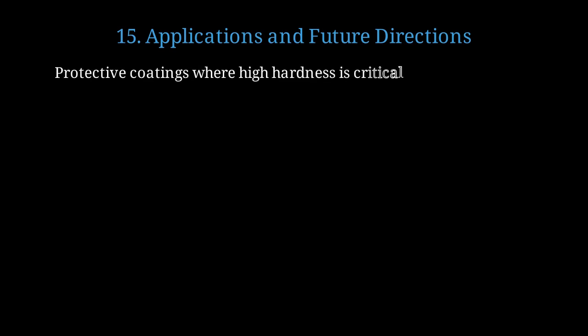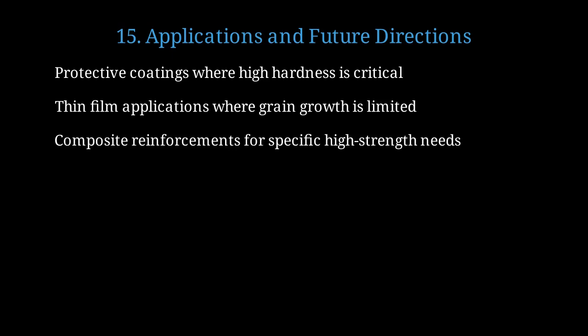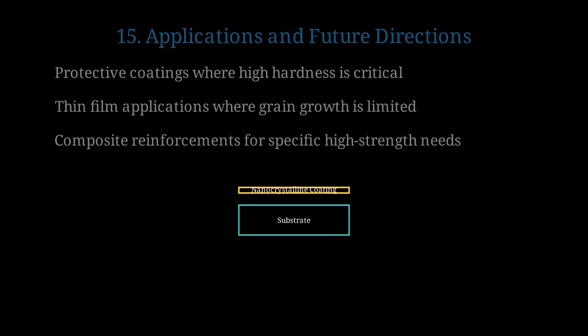Despite challenges, nanocrystalline materials have important applications. They're used in protective coatings where extreme hardness is needed, like on cutting tools. In thin film applications, the small volume helps limit grain growth, maintaining nanostructure. They serve as reinforcing phases in composites where specific high-strength regions are beneficial. A typical application is a thin nanocrystalline coating on a tougher substrate, combining hardness with bulk toughness. Current research focuses heavily on stabilizing nanostructures against grain growth using various alloying strategies.